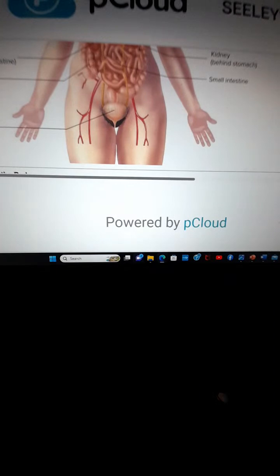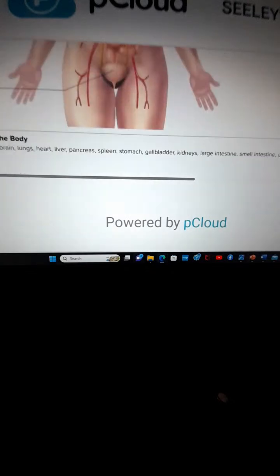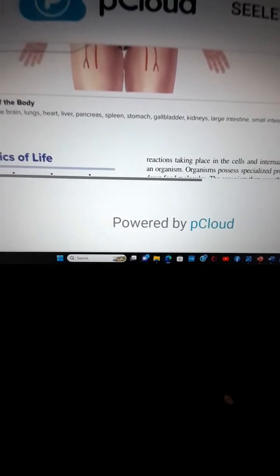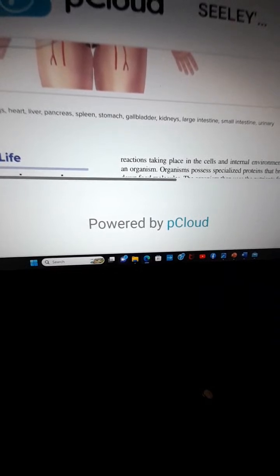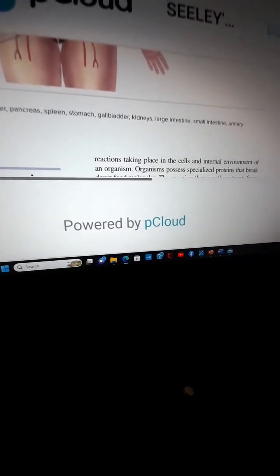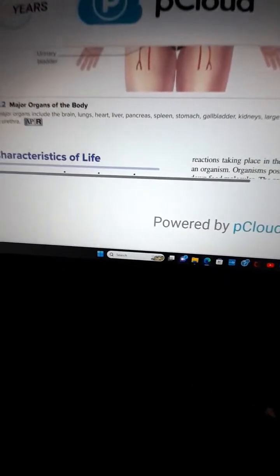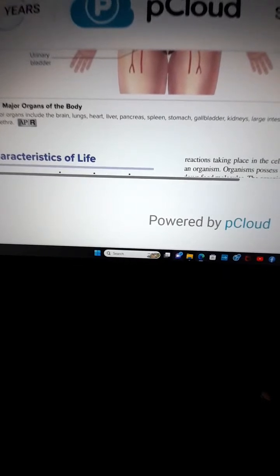This is the urinary bladder. The body's major organs include the brain and the lungs, heart, liver, the pancreas, spleen, stomach, gallbladder, your kidneys, your large intestine, your small intestine, and urinary bladder and urethra. Okay, guys? This is what we have to go through.